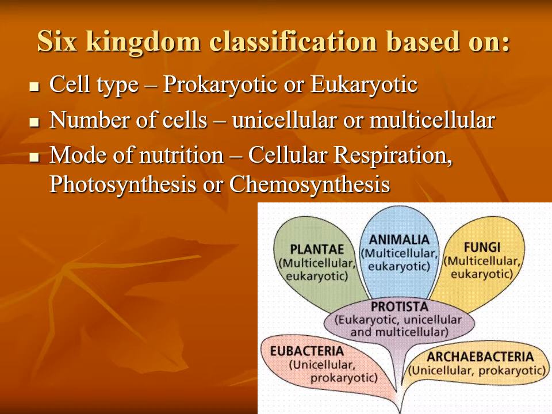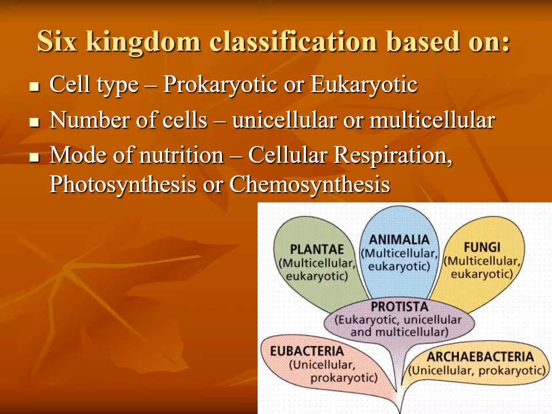So what tells which one they go in first? The cell type, if you're prokaryotic, no nucleus, no membrane-bound organelles, or eukaryotic, you do have a nucleus and membrane-bound organelles. So that's pretty easy to see under a microscope. Then the number of cells, if you're unicellular or multicellular. So all these top kingdoms, large organisms that are multicellular. The protist, the junk drawer, has a little bit of both. And then these bottom guys, all unicellular.